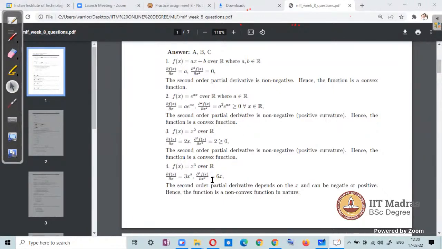See, in the fourth one also, we see 6x. The x value can be positive or negative both. So the double differentiation of x cube can be positive or negative both. So we can't say, it's obviously not a convex function. Okay.